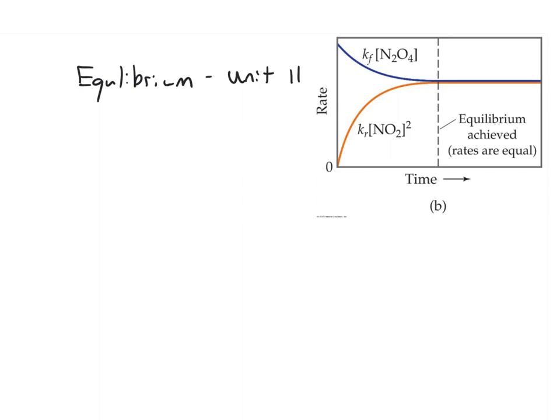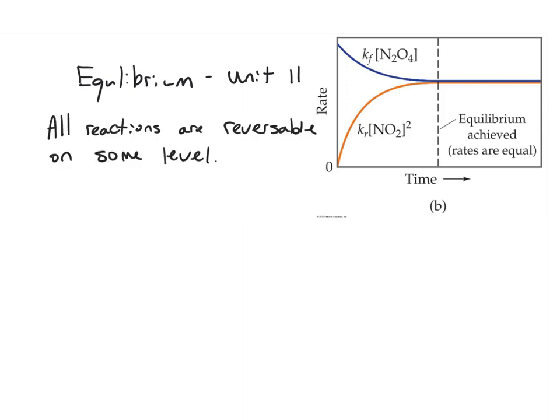First thing you need to know about chemical equilibrium is that all reactions are reversible on some level, which means given enough time, a reaction that's proceeding in the forward direction will eventually produce enough products that it will be able to start reacting in the reverse reaction.